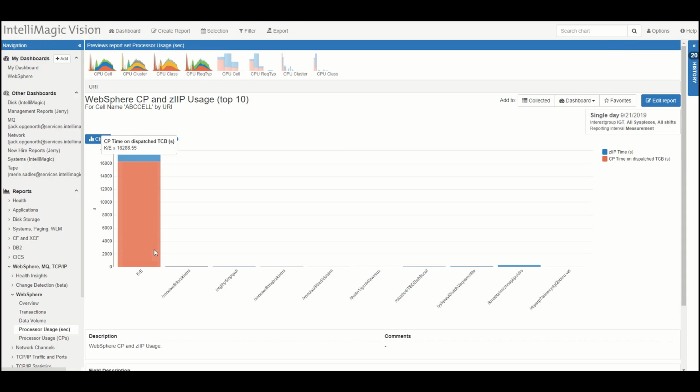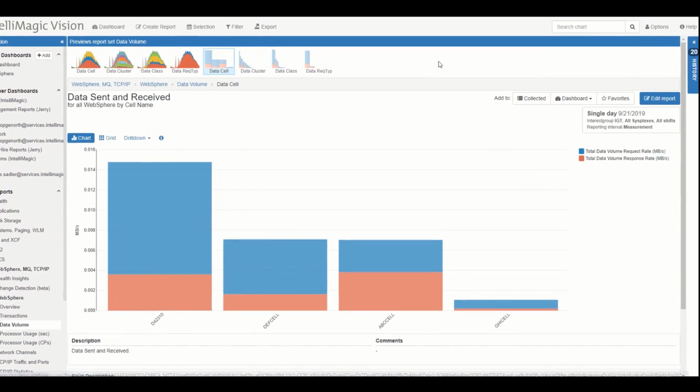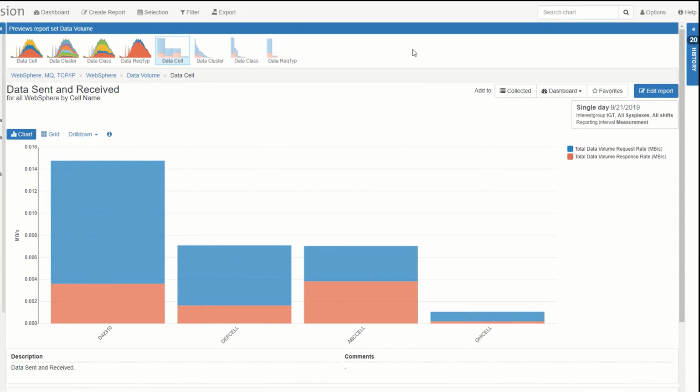Now let's look at data volume. Here we see that the data sent in with request to the D4 cell is greater than the data sent out in response. Now let's say a new application release was just rolled out in this cell. We might want to compare data from before and after the change to see how it impacts our metrics.